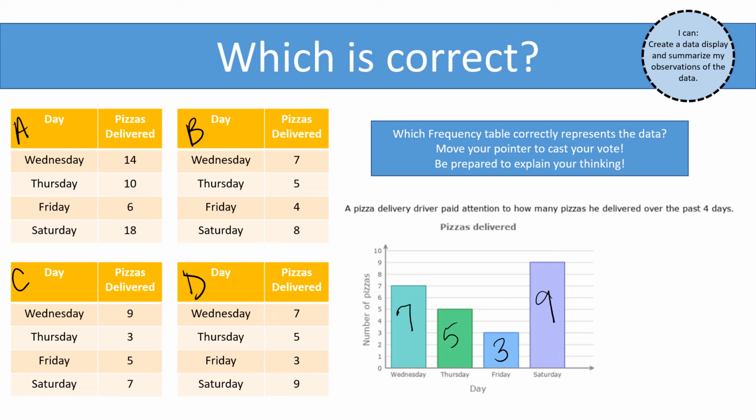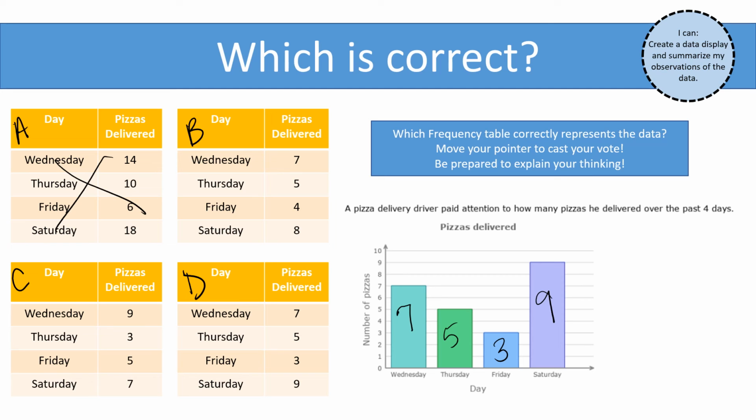Okay, so we're going to have to refer back to find out which frequency table correctly represents the data. So let's look here. I'm going to show you how to do a process of elimination to where you don't have to go through the whole problem for the whole answer choice for each one. So let's look at the first one. A, Wednesday says that there were 14 pizzas delivered. Let's go back. Wednesday, it's 7. So that is not correct. So we automatically know that's not correct. We don't even have to finish the rest of it.